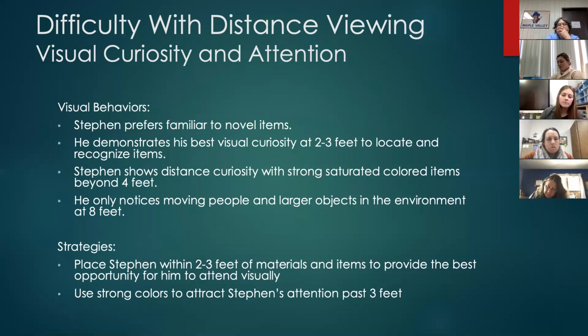So he'll look at those beyond 4 feet, and he will notice moving people, because he likes movement, and larger objects in the environment at up to 8 feet. Especially in Stephen's case, if somebody is speaking to him as they're moving toward him. So a strategy that would make sense is to place Stephen within 2 or 3 feet of materials and items to provide the best opportunity for him to attend visually, and then to use strong colors to attract Stephen's attention past 3 feet.